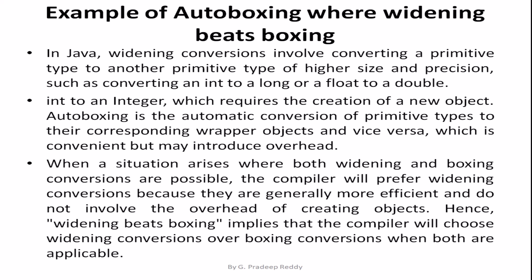Int to an Integer requires the creation of a new object. Autoboxing is the automatic conversion of primitive types to their corresponding wrapper objects and vice versa, which is convenient but may introduce overhead. When a situation arises where both widening and boxing conversions are possible, the compiler will prefer widening conversions because they are generally more efficient and do not involve the overhead of creating objects. Hence, widening beats boxing implies that the compiler will choose widening conversion over boxing conversion when both are applicable.